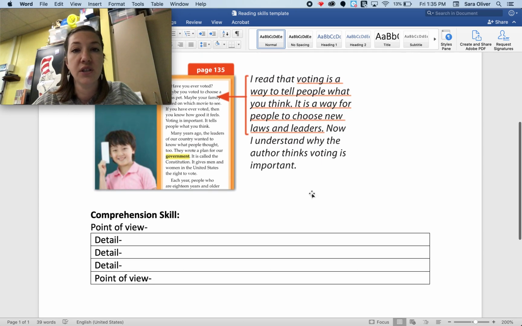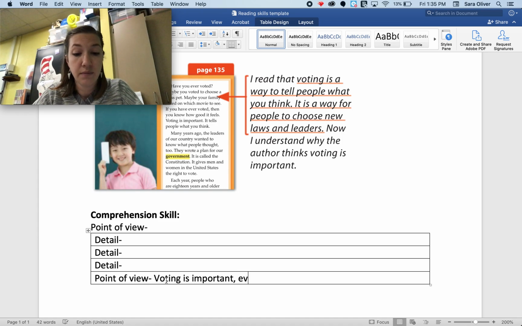The comprehension skill is point of view. Point of view means, what does the author think about what they're writing? Well, that very first paragraph was very clear on how he feels. He feels that voting is important. We also know that he thinks everyone should do it.